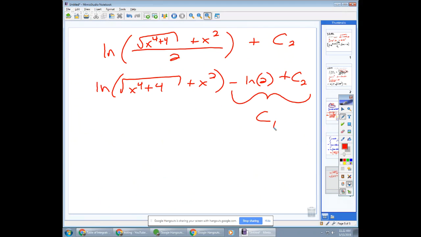The bottom line is any two antiderivatives can differ by a constant. These two antiderivatives differ by a constant. The difference is the negative natural log of 2. It happens. You use two different techniques, you get slightly different answers. But they're just graphically vertical shifts of each other. Same shape graph.